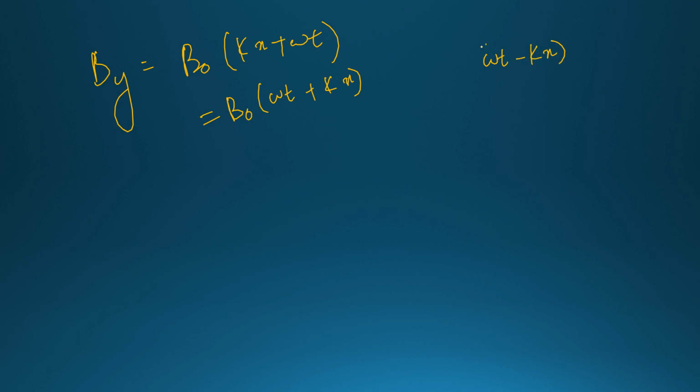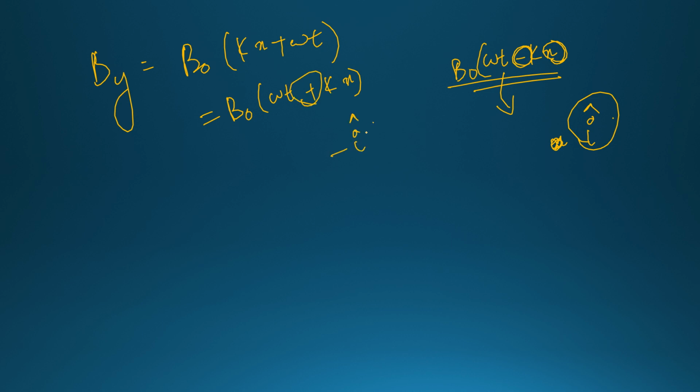So when it is B naught (omega t minus kx), then the direction of the whole electromagnetic wave is in the x direction, x cap or i cap. When this is minus, then the direction is plus i cap. But when this is plus, the direction will be minus i cap. So this is the direction of the whole electromagnetic wave.